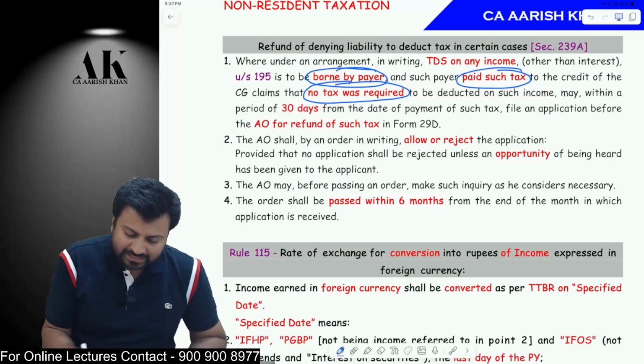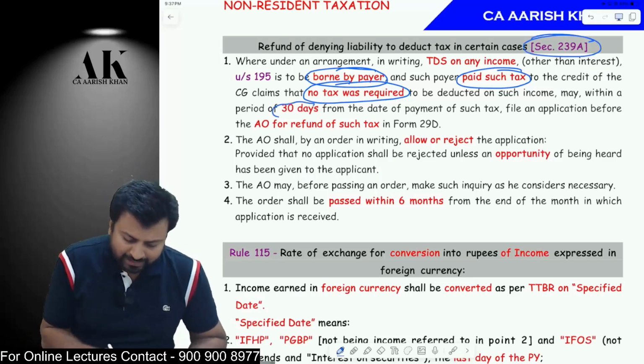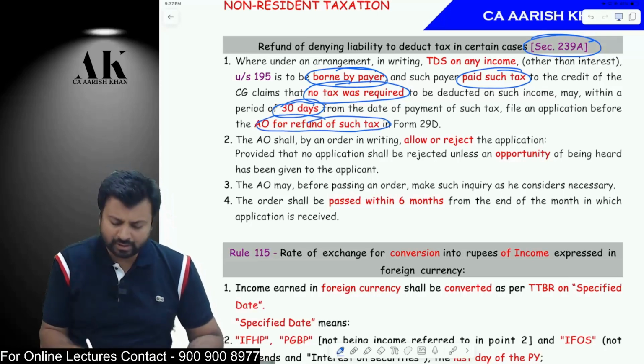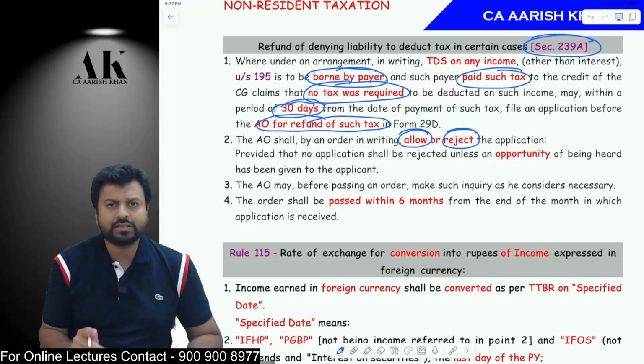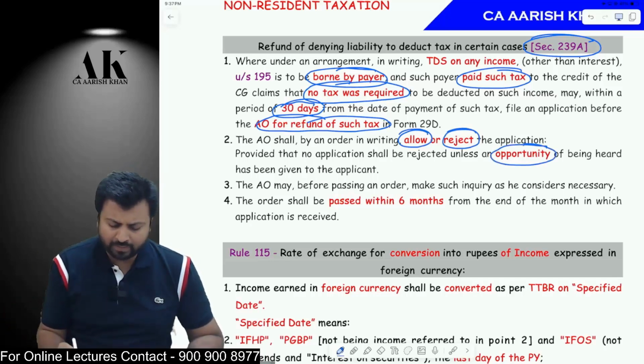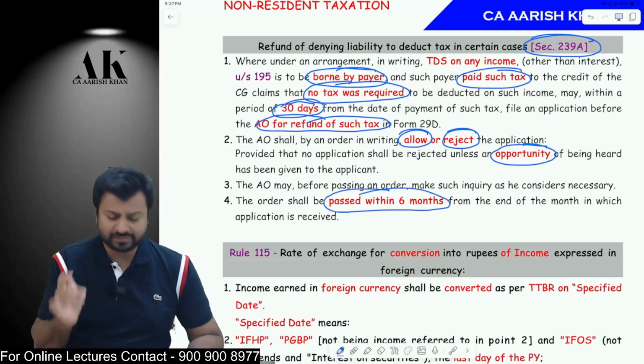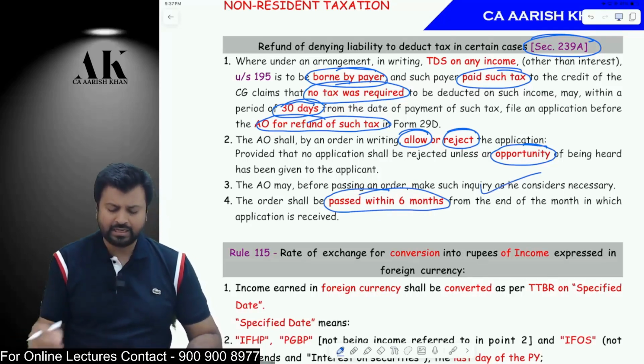In that case, this section gives you relief: you have to make an application to the AO within 30 days, and the AO will refund you such tax. The AO will pass an order allowing or rejecting the application. If he allows it, he will refund you. If he rejects it, he will give you an opportunity of being heard, and then you can make an appeal within 6 months. The order will be passed within 6 months. You can file an appeal against that if you want.